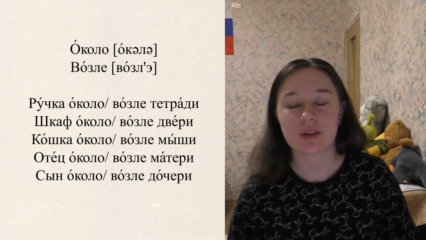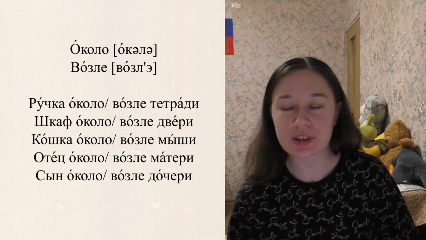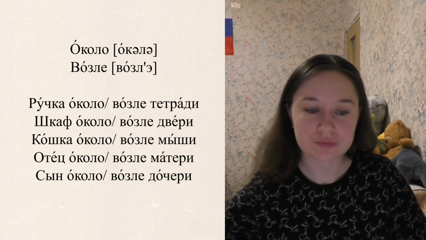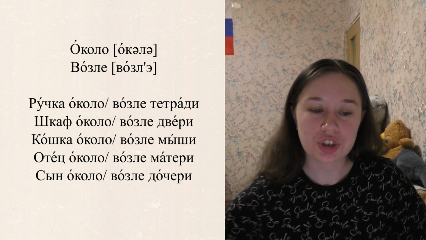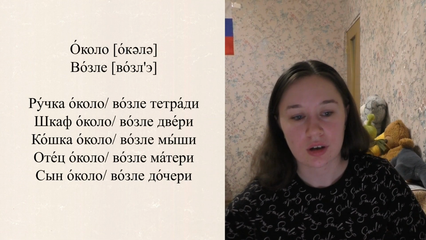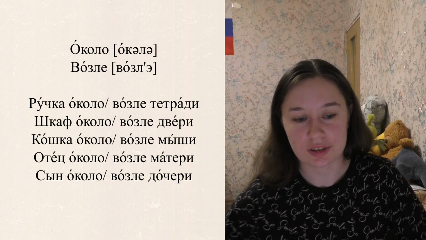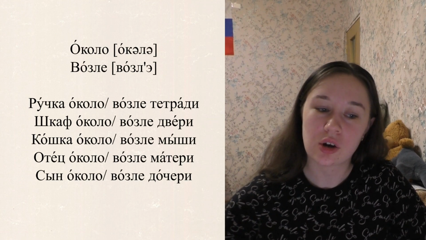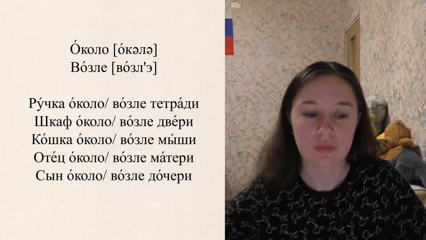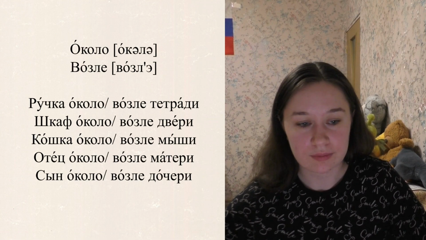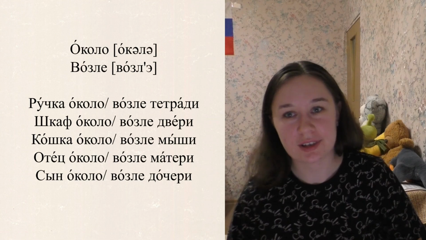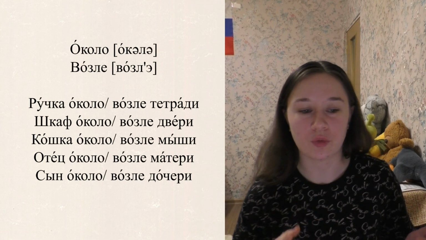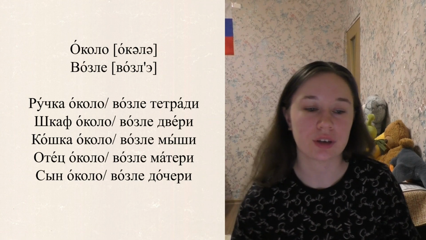The next two prepositions, the meaning is the same. Около and возле mean near. Something near something. Examples. Ручка около тетради. Pen near the notebook. Also we can say ручка возле тетради. Шкаф около двери. Шкаф возле двери. The wardrobe near the door.